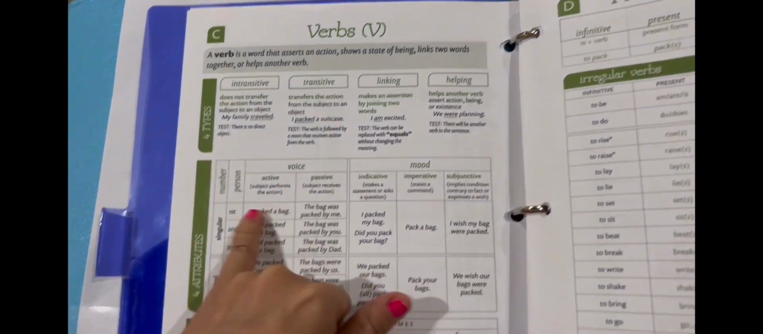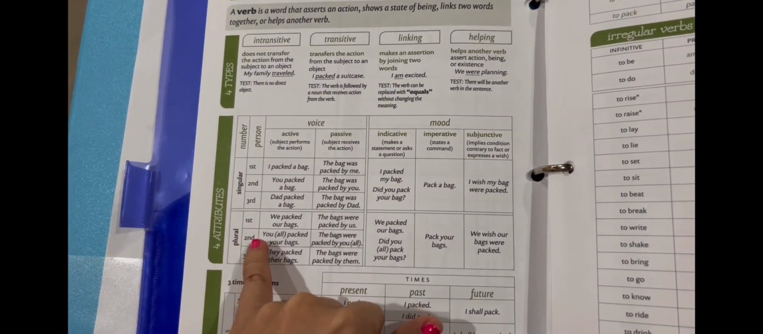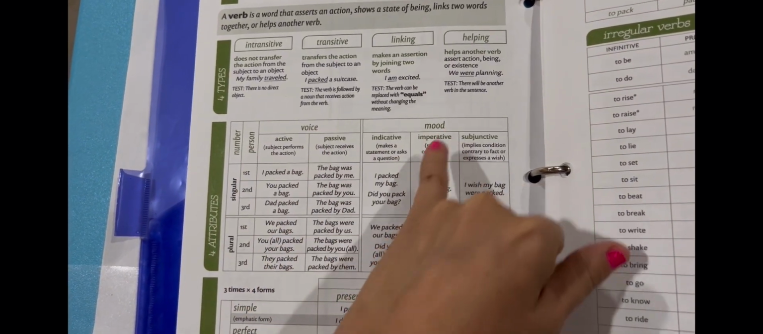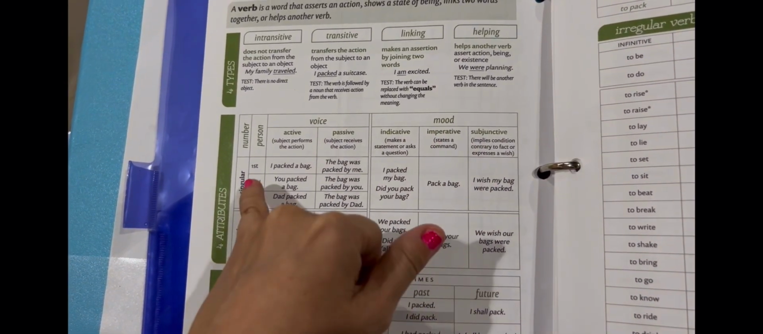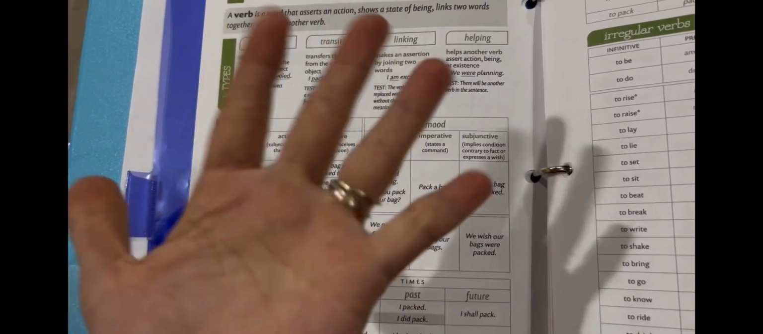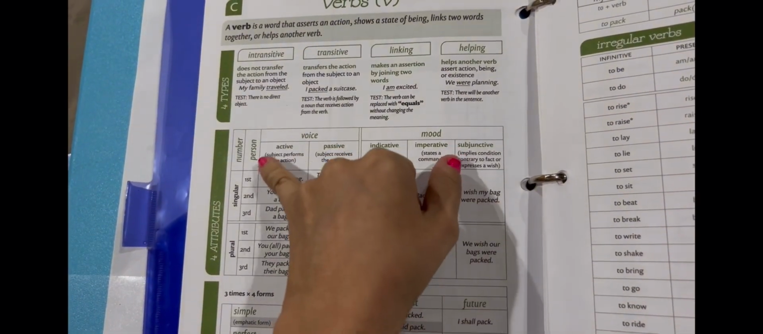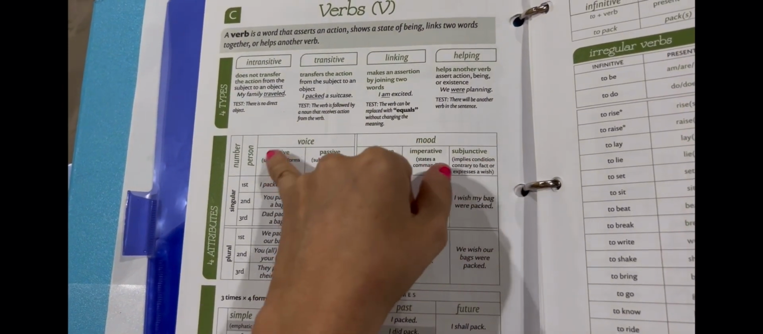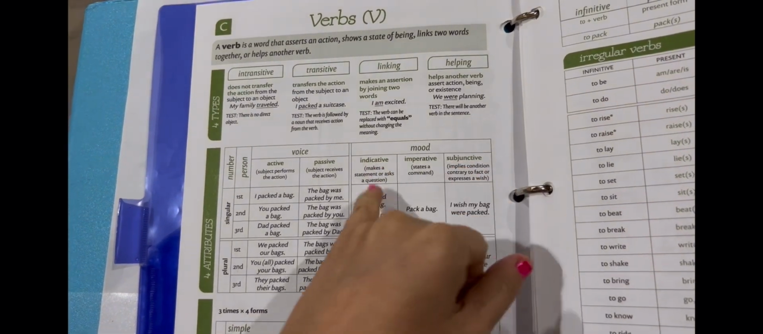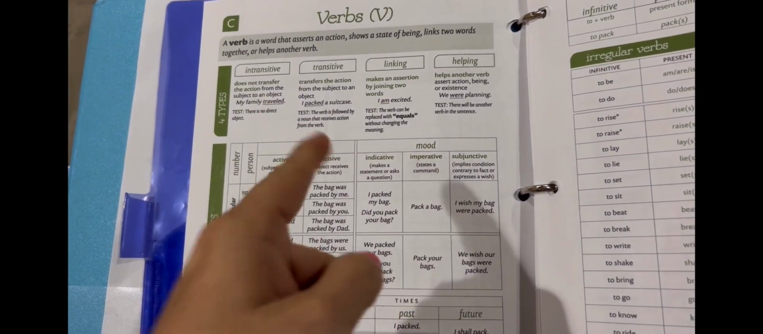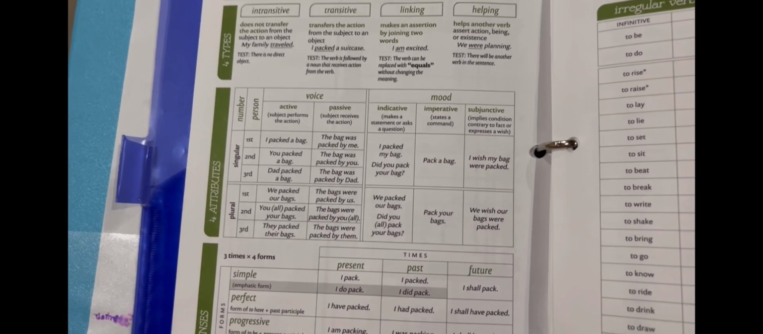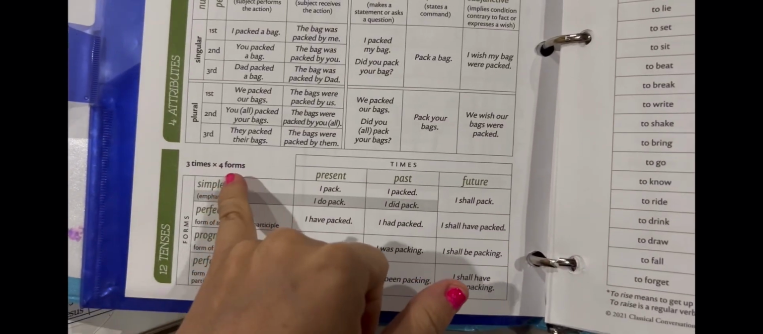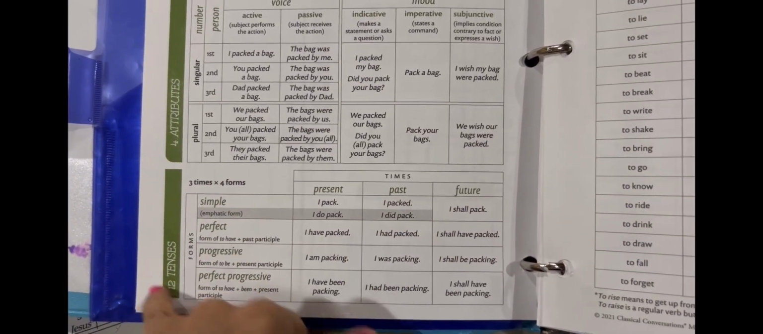was, were, being, been. There are four verb attributes: number, person, voice, and mood. Number is singular and plural. Person is first, second, third. The voice can be active or passive. Mood can be indicative, imperative, and subjunctive. There are three times four forms. That gives us twelve tenses of verbs.